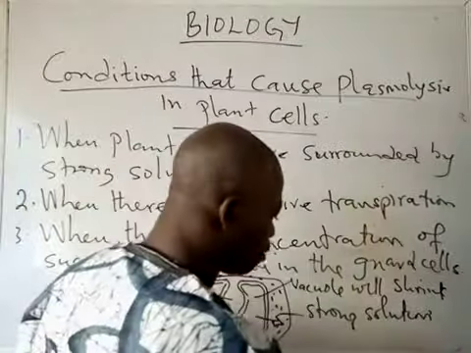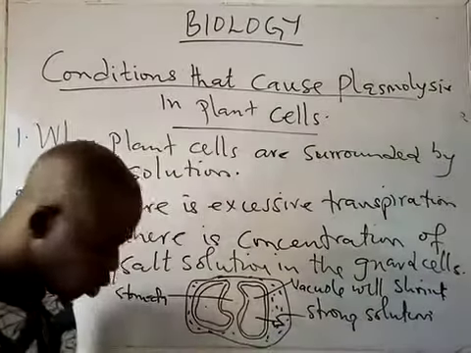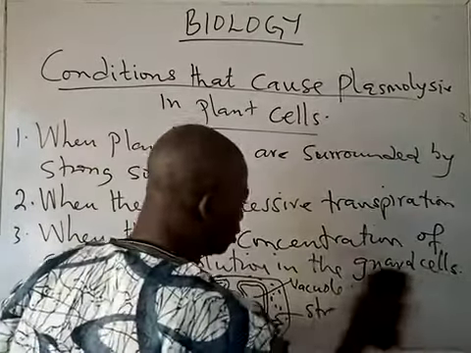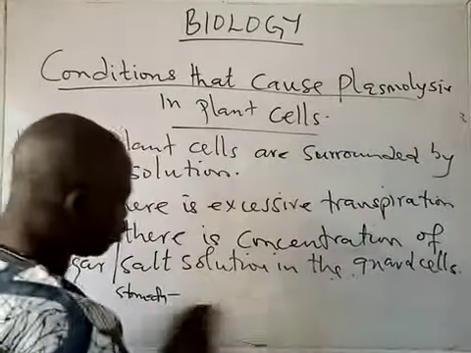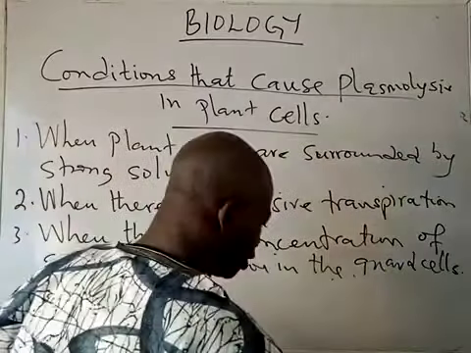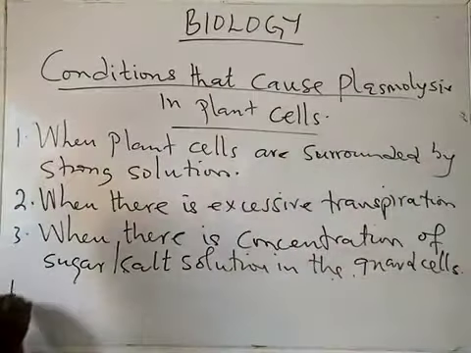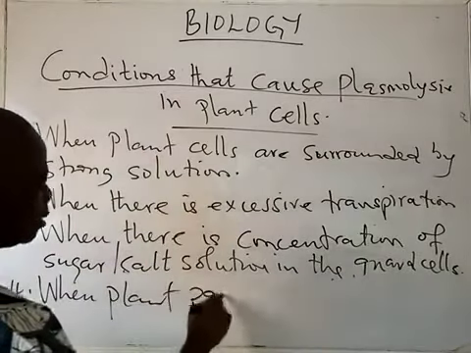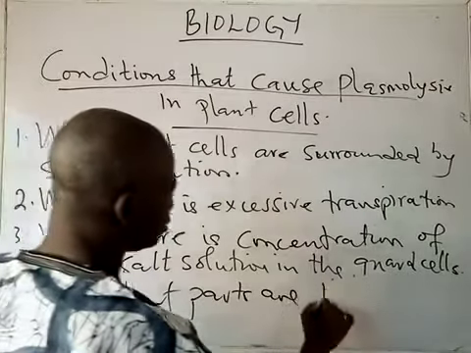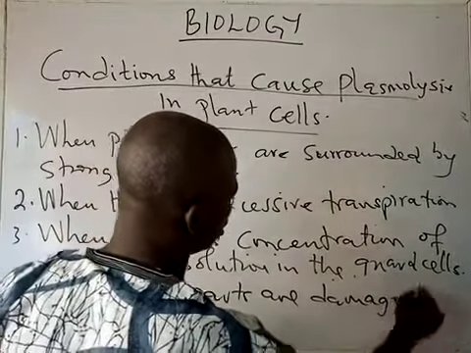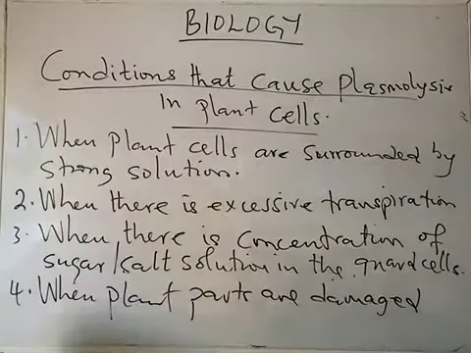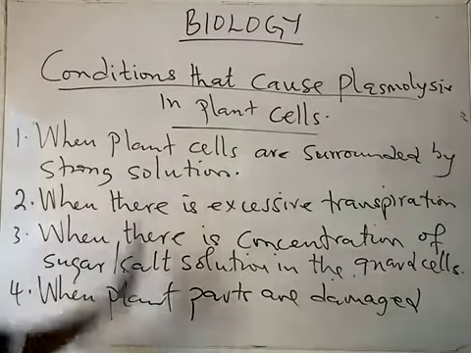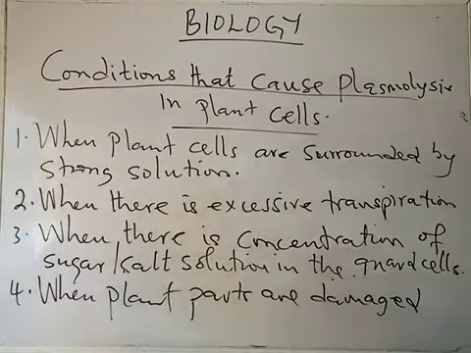Now, moving from there, we will also note that when plant parts are damaged, it could also result in plasmolysis. So the fourth condition that will result in plasmolysis is, four, when plant parts are damaged. When plant parts are damaged, it can cause plasmolysis. So these are four conditions that could result in plasmolysis.